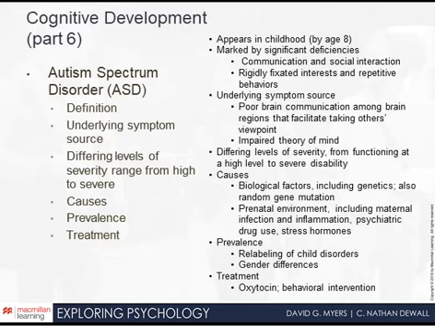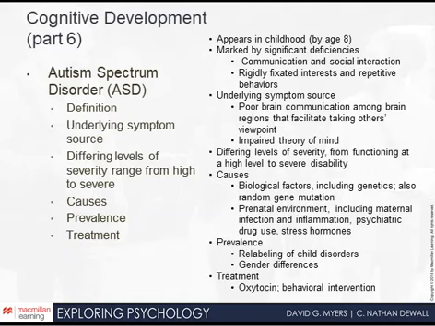Welcome back, class. We're continuing our conversation on cognitive development where we left off during the last class. We're continuing chapter 4, looking at developing through the lifespan. So we just finished up a conversation about Piaget's stages of development and looking at Lev Vygotsky's alternative viewpoint. Now we're going to look at autism spectrum disorder.